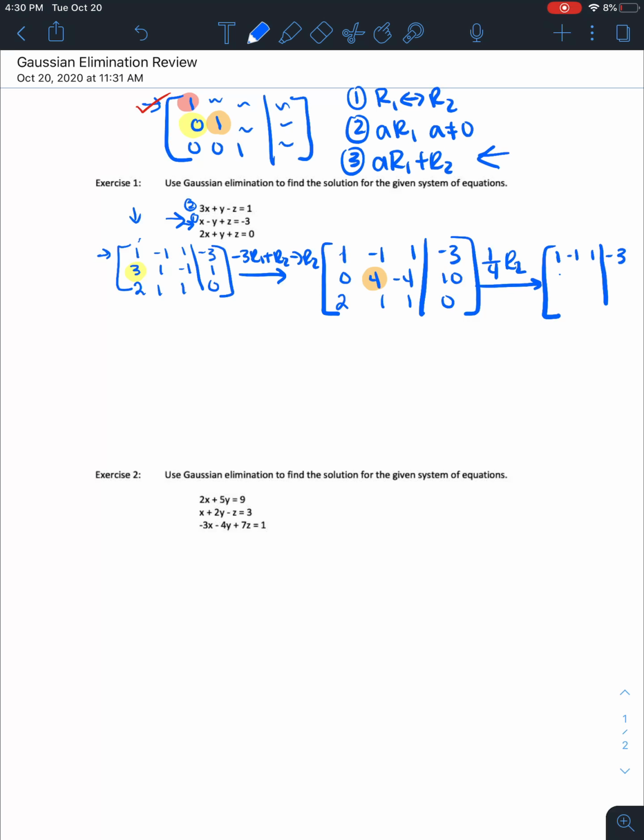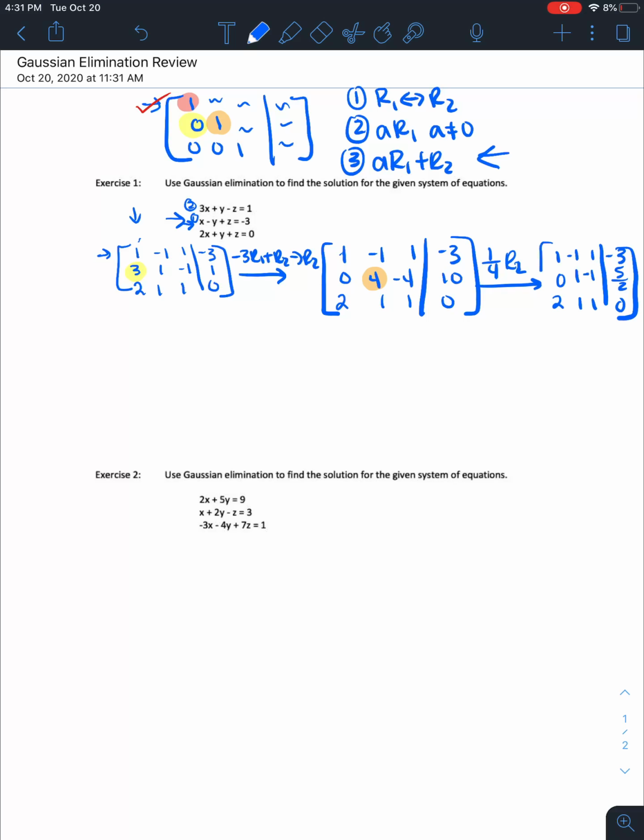So I have 1, -1, 1, -3. 1/4 times 0 is 0. 1/4 times 4 is 1. 1/4 times -4 is -1. 1/4 times 10 is 10/4, which simplifies to 5/2. So that's 5/2, and then I'm not changing anything in this bottom row yet.